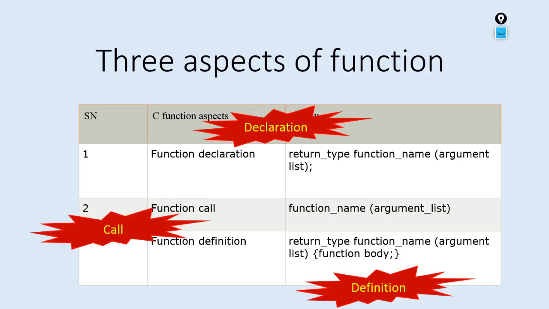Next is the call of the function. This can be done inside the main function, and whenever the compiler reaches the call of the function, it will go to the definition and execute it. The name of the function should be the same, and the number of parameters you pass inside the call should be the same as the number of arguments in the argument list of the definition of the function.